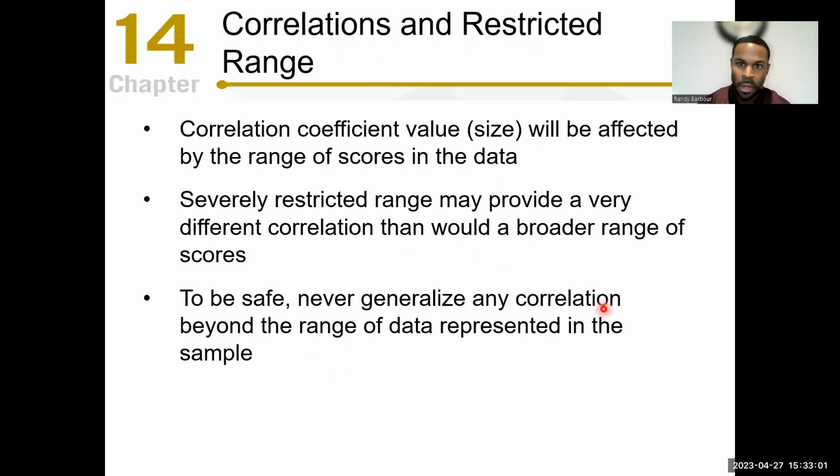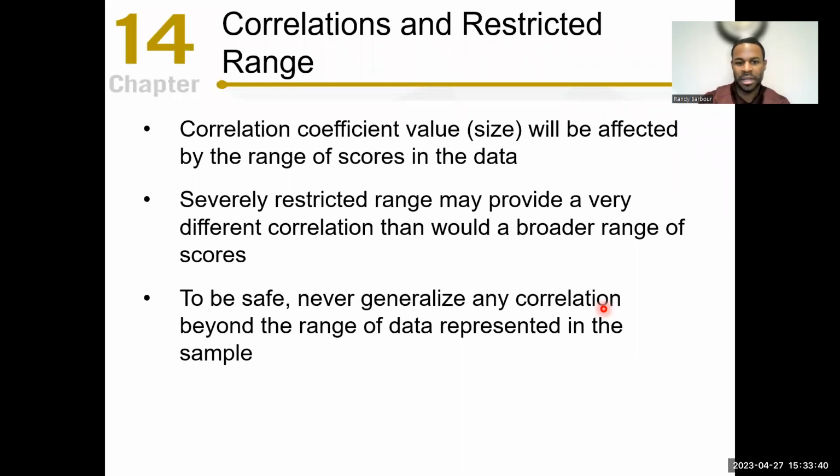Okay. One of the things that we need to be really careful about is how the variables can be affected by a range of different scores. There are some instances where researchers restrict the values in their range. And when you severely restrict the range, it provides a very different correlation than a broader range of scores would. If you limit to a particular set of scores, the correlation may not be as strong as if you extended it out to a much broader range of scores. And I'll show you what that looks like.